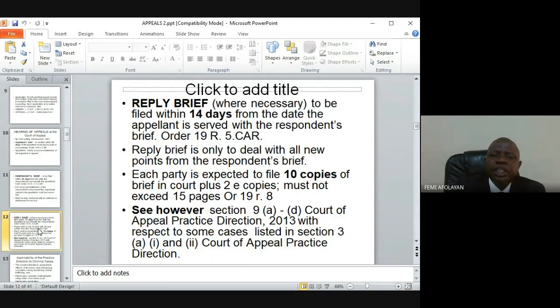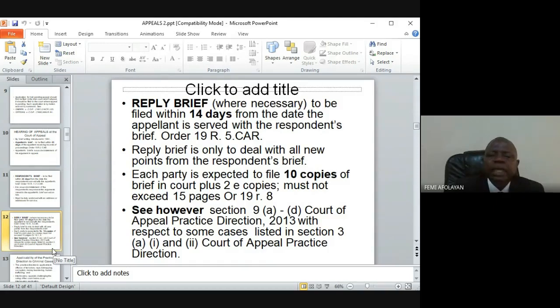Each party is expected to file 10 copies of his brief, whether appellant's brief, respondent's brief or reply brief. That is 10 copies of the brief plus 2 e-copies, and the brief must not exceed 14 pages. On this, see Order 19 Rule 8 of the Court of Appeal rules.